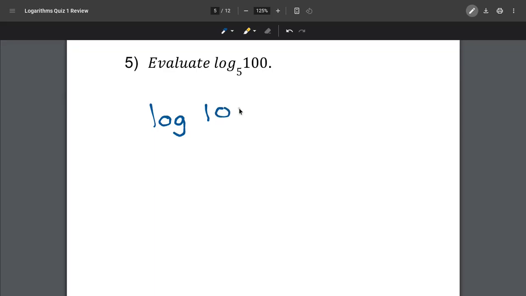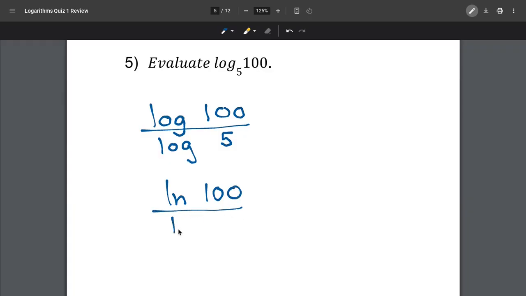And we're going to divide that by a regular log, again base 10, of 5, because we don't have a base that really works here. You could also do natural log of 100. The base doesn't really matter. You're just going to enter this into a calculator over the natural log of 5, and you're going to get the same thing.